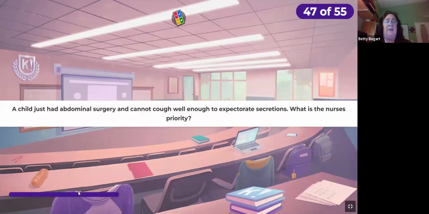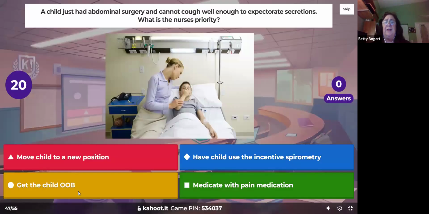A child just had a surgery, cannot cough well enough to expectorate their secretions. What is the nurse's priority? How are you going to make them expectorate their secretions? They just had surgery. Abdominal, chest, doesn't matter. They're not coughing.